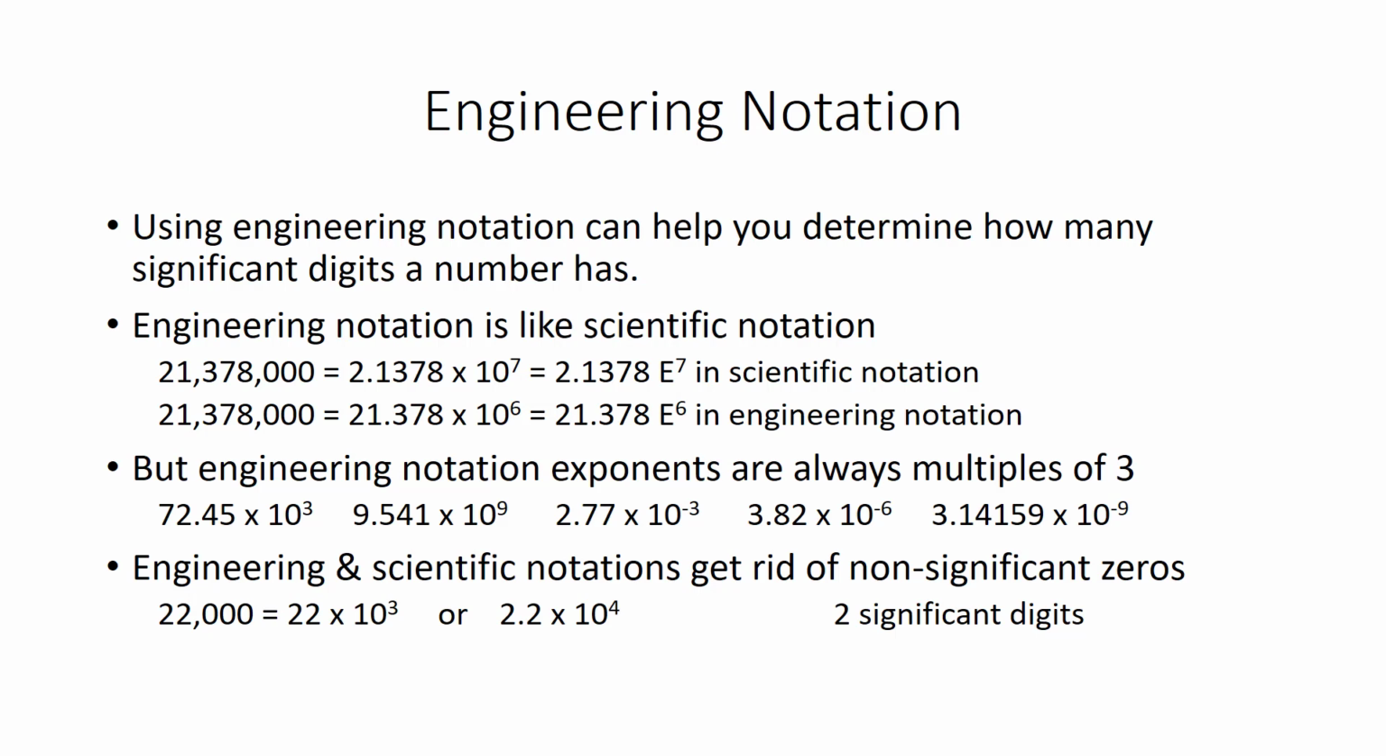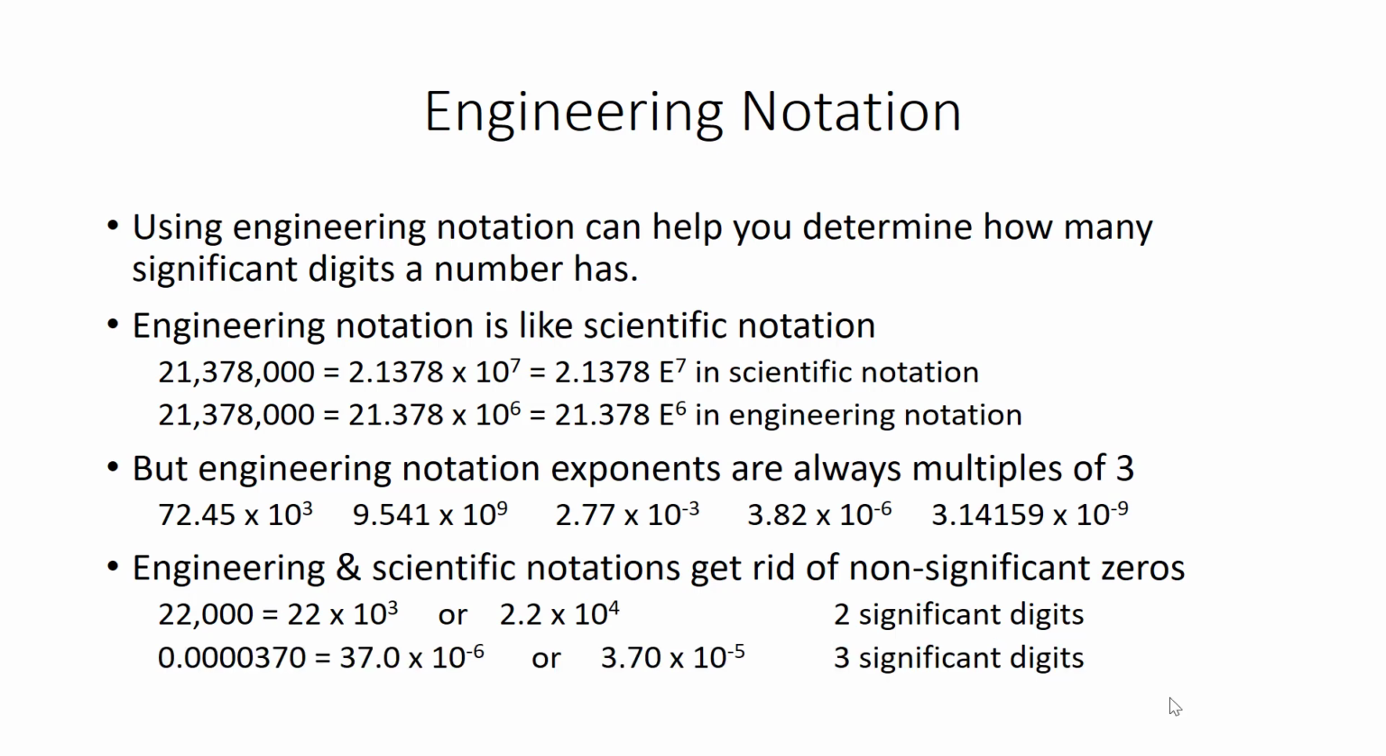For example, 22,000, you'd move the decimal for an engineering notation to 22 times 10 to the third. So it tells you, oh, there's only 2 significant digits. In scientific notation, you can move the decimal over further. It'd be 2.2 times 10 to the fourth. But again, in that number, there's 2 significant digits. Or you could do scientific notation, and it would be 3.70. But again, you put that final trailing zero as significant. So it reports 3 significant digits.